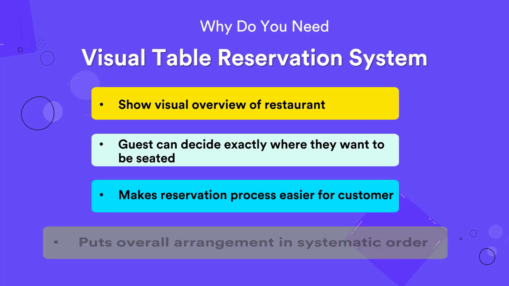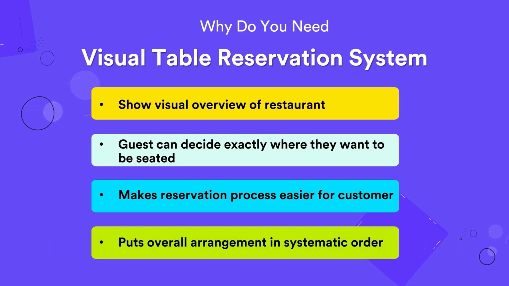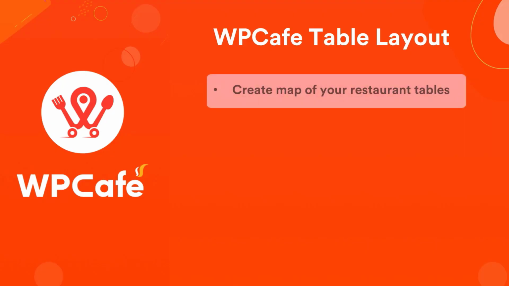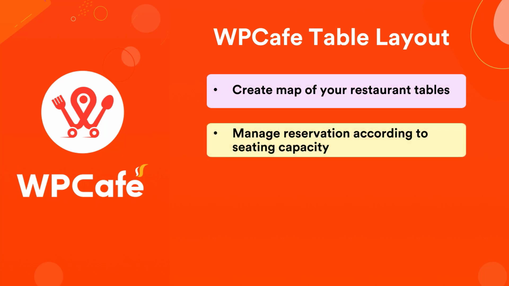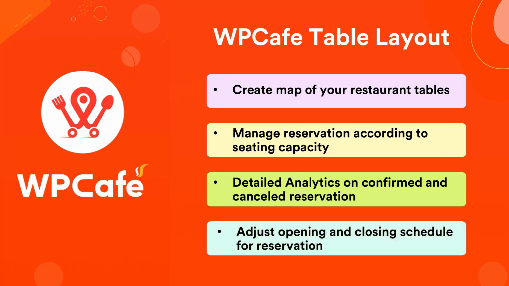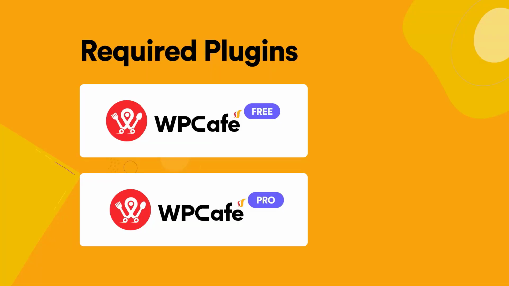It makes the reservation process easier for the customer. And finally, it puts the overall arrangement in a systematic order. In this regard, using WP Cafe layout, you can create a map of your restaurant tables, manage reservations according to seating capacity, get detailed analytics on confirmed and cancelled reservations, and adjust opening and closing schedules for the reservation of your restaurant. So without further delay, let's get started.